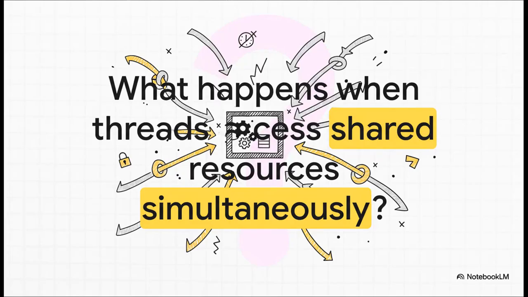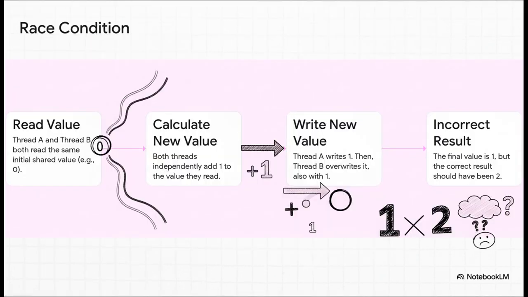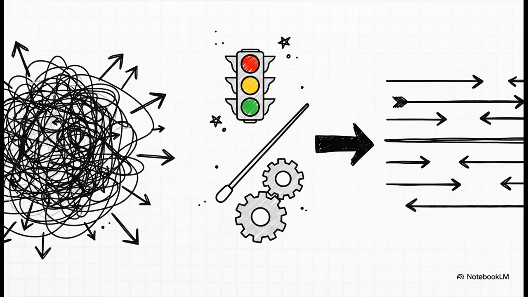What happens when two workers grab the same tool? You get what's called a race condition. It's total chaos where the final result is just plain wrong. Check this out. Both threads read 0, then both add 1. The answer should be 2, but it's 1. Yikes. Okay, so how do we prevent this disaster from happening?